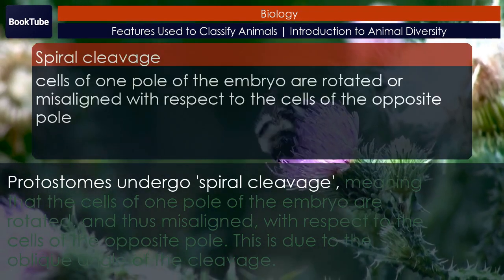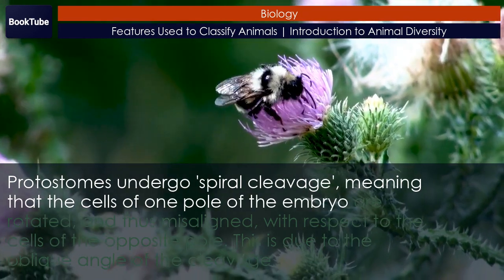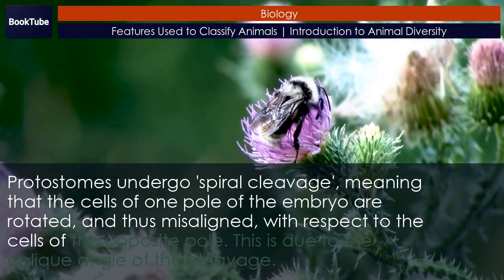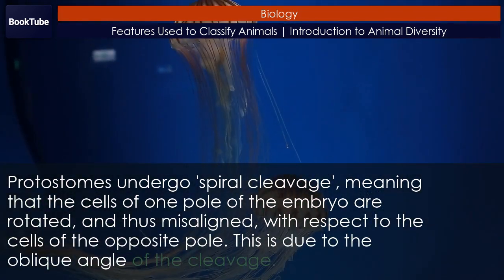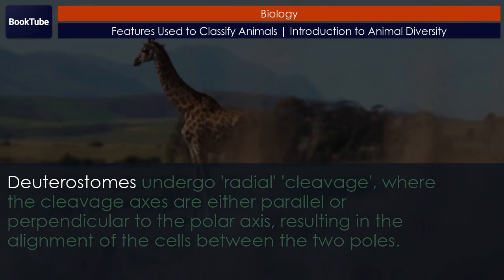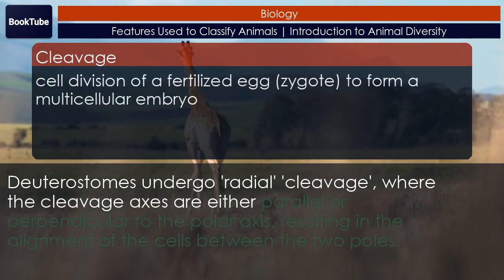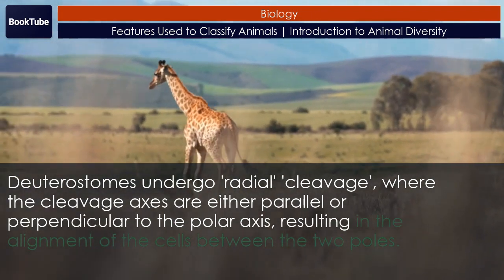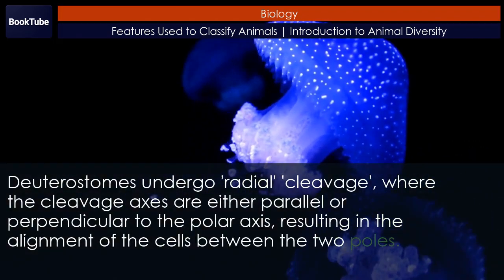Protostomes undergo spiral cleavage, meaning that the cells of one pole of the embryo are rotated, and thus misaligned, with respect to the cells of the opposite pole. This is due to the oblique angle of the cleavage. Deuterostomes undergo radial cleavage, where the cleavage axes are either parallel or perpendicular to the polar axis, resulting in the alignment of the cells between the two poles.